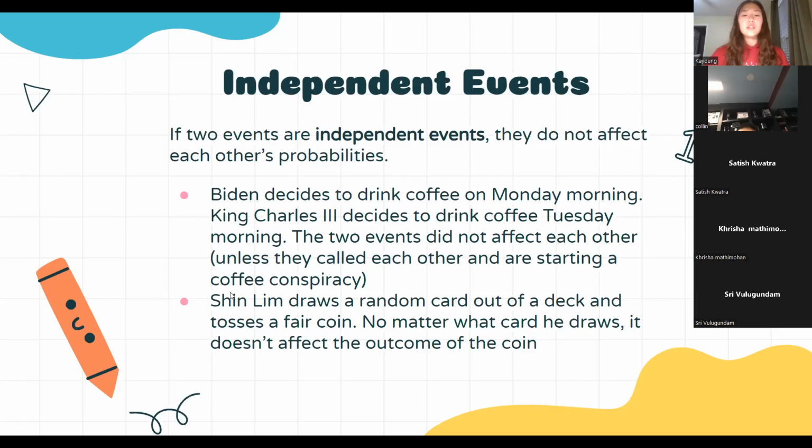And then Shin Lim, who I think is a magician, draws a random card out of a deck and tosses a fair coin. No matter what card he draws, it doesn't affect the outcome of the coin. It doesn't matter if I got an ace or a jack, the coin is separate from the deck of cards. So separate, independent, same thing.